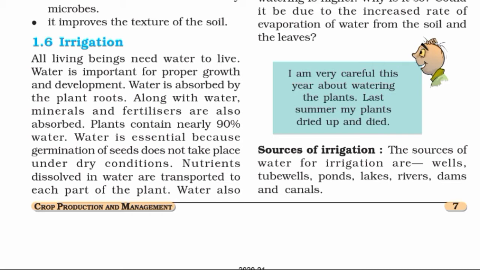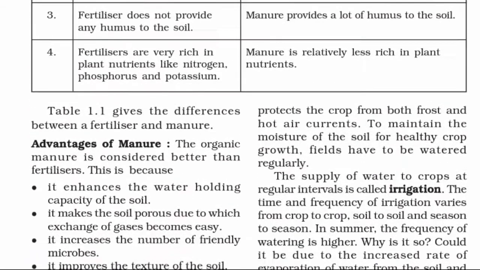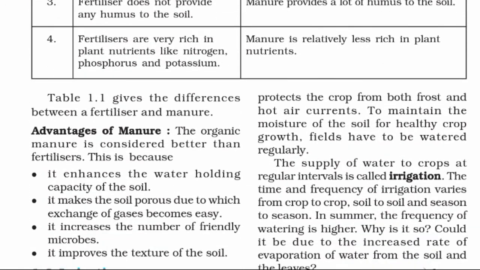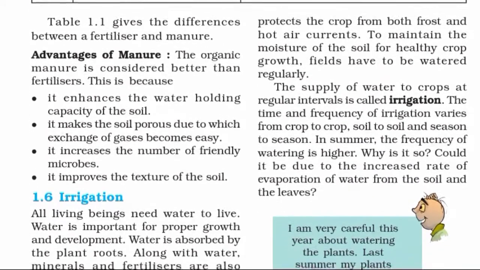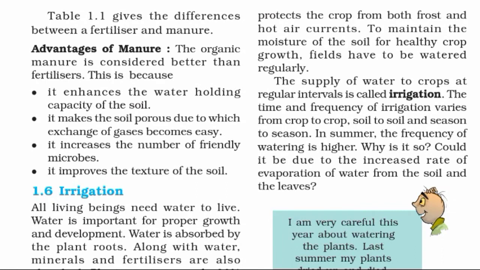Nutrients dissolved in water are transported to each part of the plant. Water also protects the crop from both frost and hot air currents. To maintain the moisture of the soil for healthy crop growth, fields have to be watered regularly. The supply of water to crops at regular intervals is called irrigation. The time and frequency of irrigation varies from crop to crop, soil to soil, and season to season.